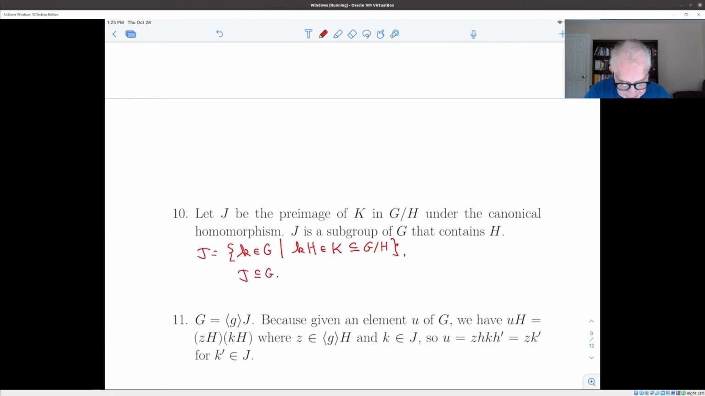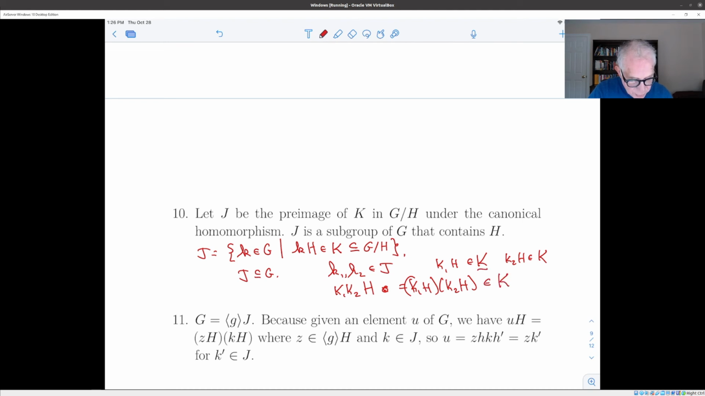Well, it's true because if k1 and k2 are in the preimage, then we just have to check that k1k2 is too. So that means that k1H is in K and k2H is in K. But then k1k2H, which is equal to k1H times k2H in the factor group, is also in K, because K is a subgroup. So if you multiply two elements of it, it stays together.